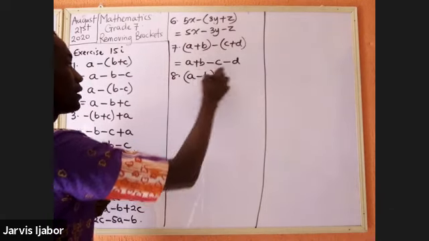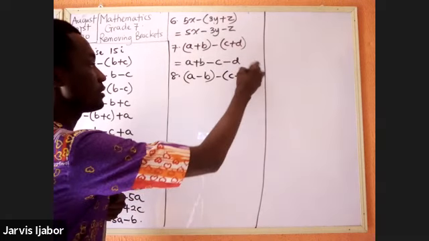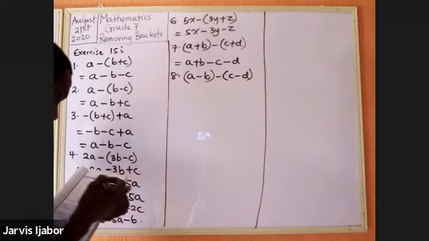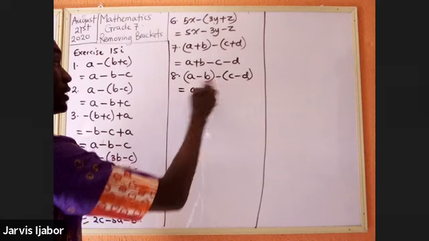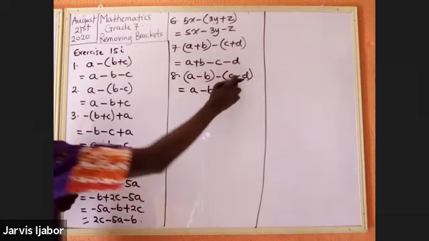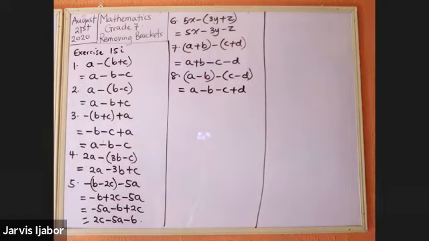A minus B minus what? C minus D. So what does that give you? This will give you A minus B. The negative will affect the content. That will be minus C plus D. Is that clear?